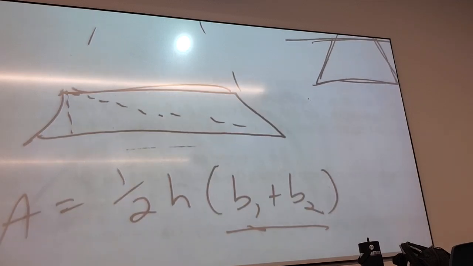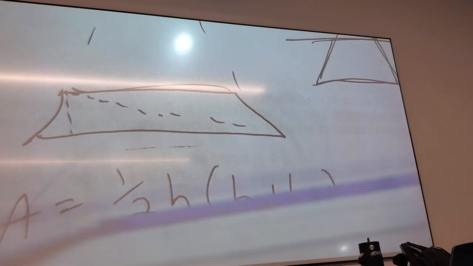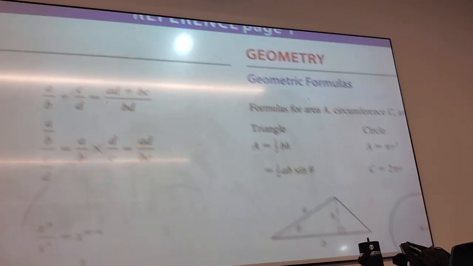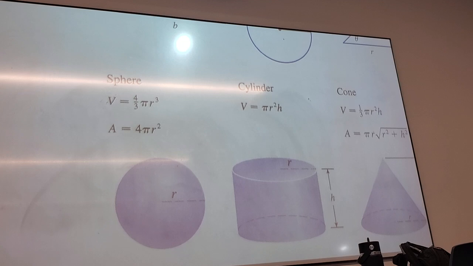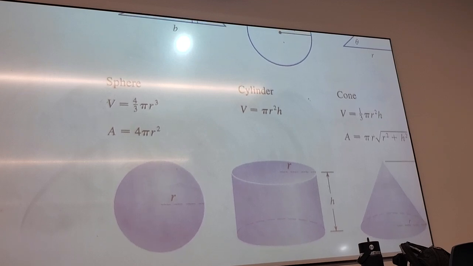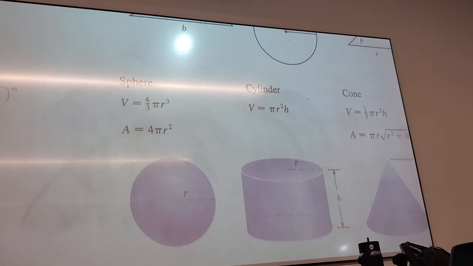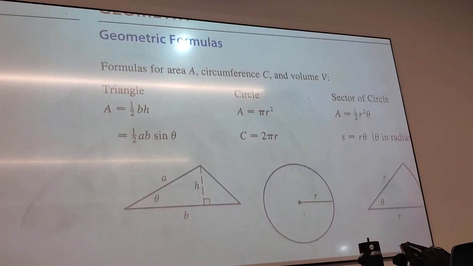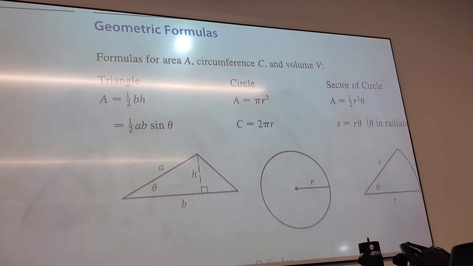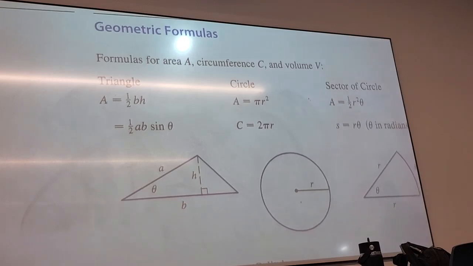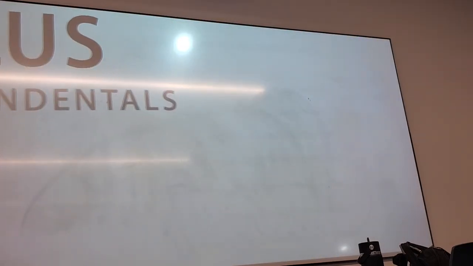I can't remember if they have it in here. Ah, here we go. One of the first things you should look for when you get a brand new book is what formulas they give you. I don't think they give you the trapezoid here, do they? That's a little bit evil, but we'll be okay.